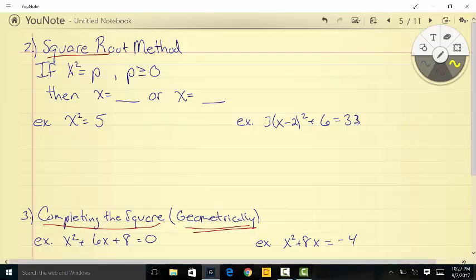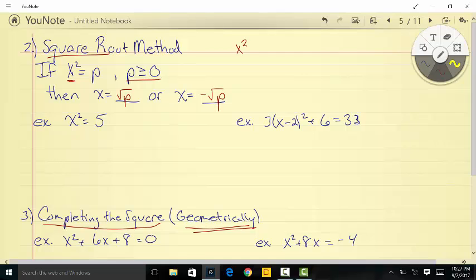So first off, starting with the square root method. This is used for equations that have just the presence of the variable x with a square. And it says that if x squared is equal to p, where p is a positive number or equal to 0, then x is either equal to the square root of p or equal to the negative square root of p.